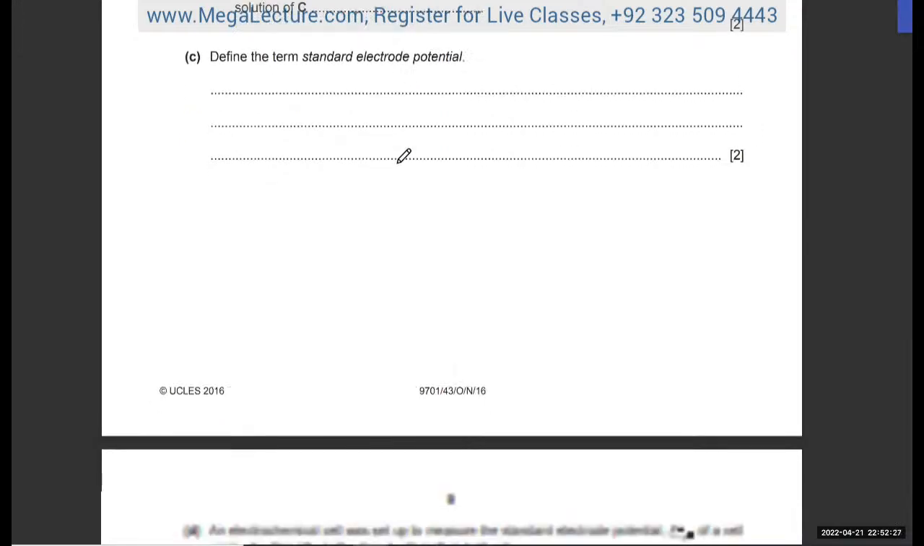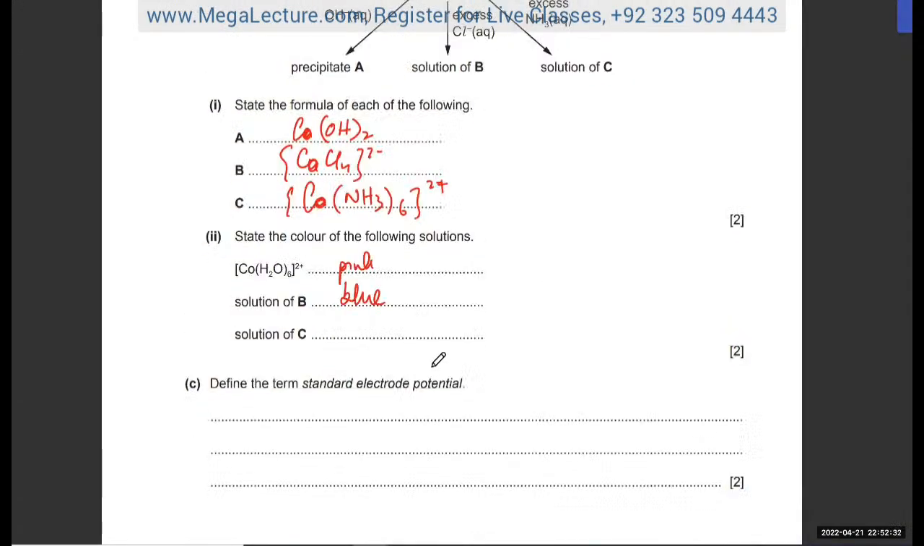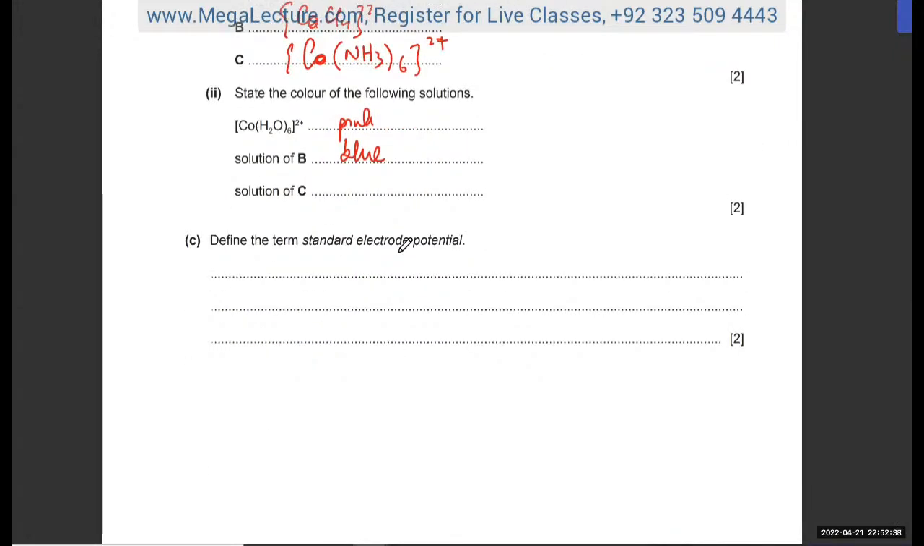So moving on, define the term standard electrode potential. So we did that. Okay, what did we do? It's the electrode potential between a standard electrode and a standard hydrogen electrode, measured under standard conditions.